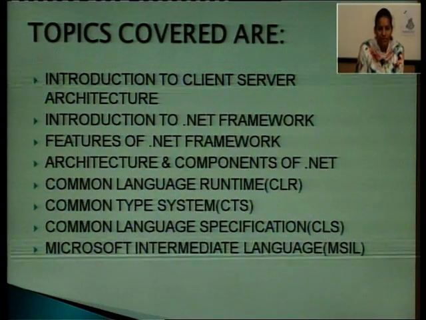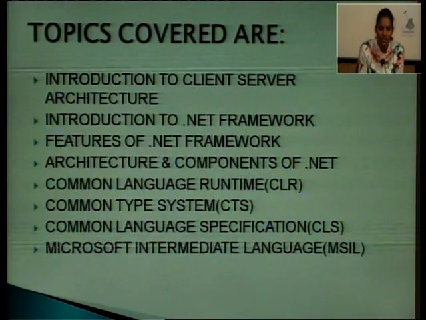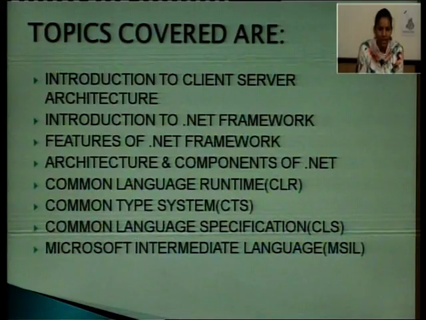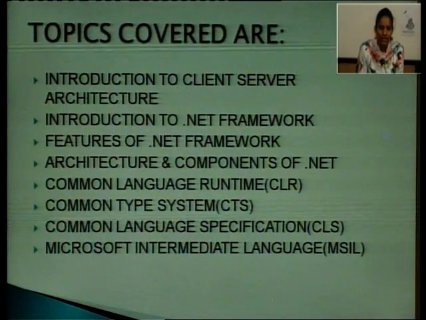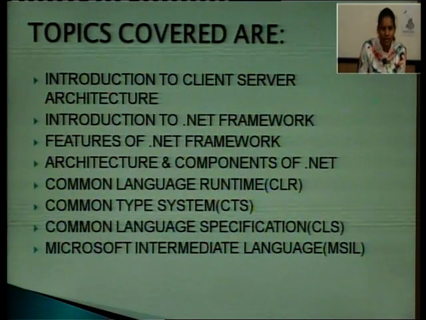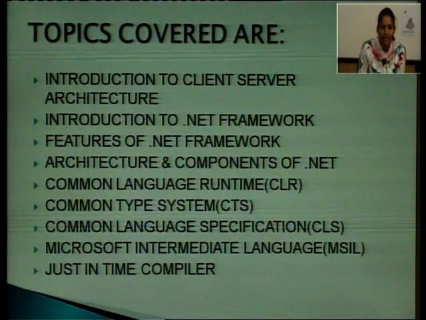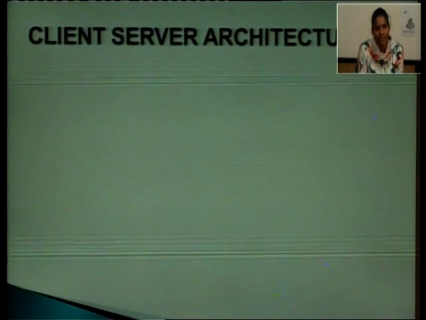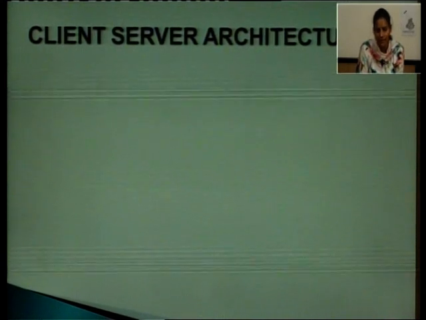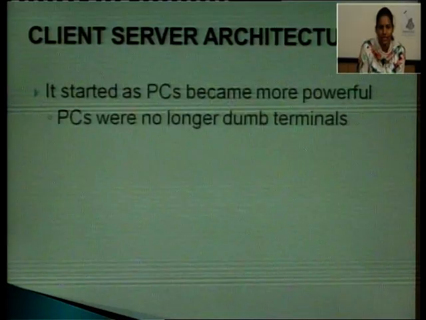And then Microsoft Intermediate Language. In Microsoft Intermediate Language, the source code is first converted into IL, that is binary language code. Whenever JIT compilation occurs, that IL code is converted into native code and the execution is done. Then the Just In Time compiler. So let us start with the first concept of .NET, that is client server architecture.